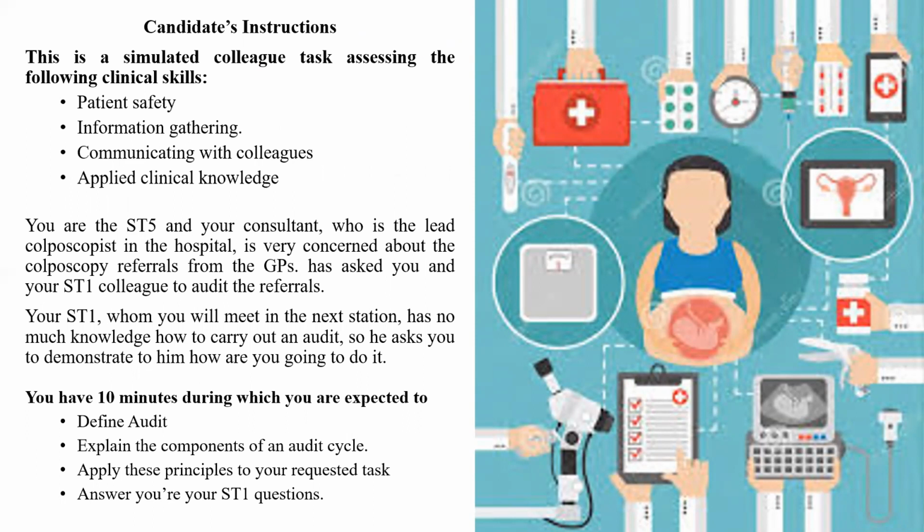Now, as we said in the beginning, you will have two forms of stations in the audit scenarios. Either it will come as a simulated colleague task to teach your junior colleague what is the audit, what is the different components of the audit cycle, and how to apply this on the requested task that will be usually the referral for the colposcopy or the number of cesareans that's increasing or the referral for cases of ovarian cancer. I think now all the answers for the questions that you need to do in the stations are made clear now. I hope that you will have all the answers for this station now.